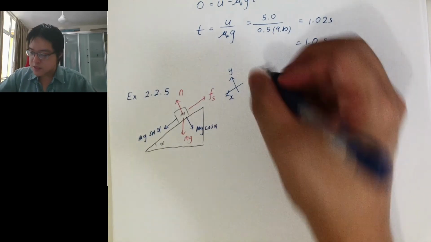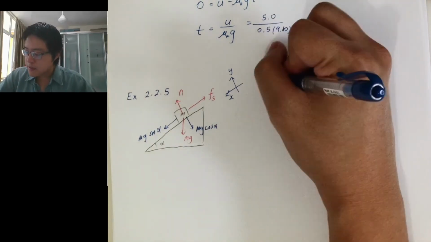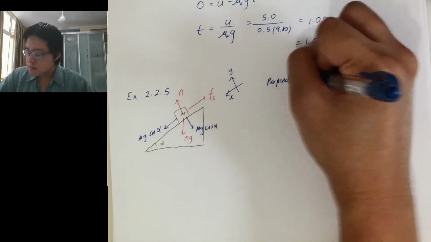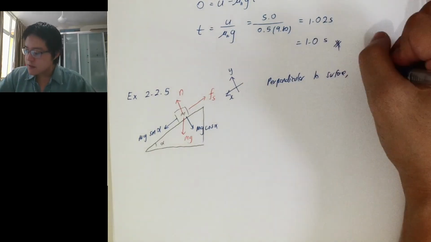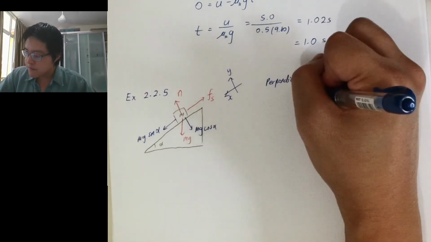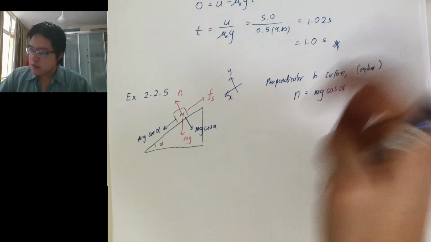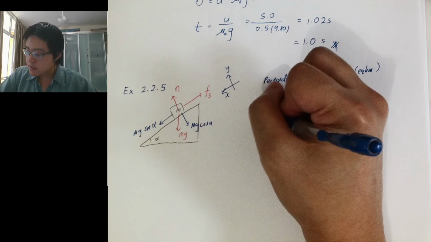So let's try to figure out the forces. Let's look at perpendicular to the surface, the y direction. In the forces perpendicular to the surface, this is in equilibrium. Since this is in equilibrium, my normal force will cancel out with the mg cos alpha. So I got the equation for the normal force now. And then parallel to the surface.